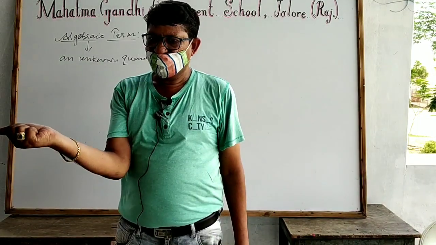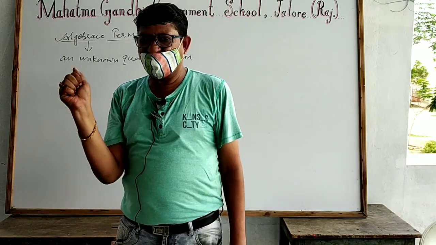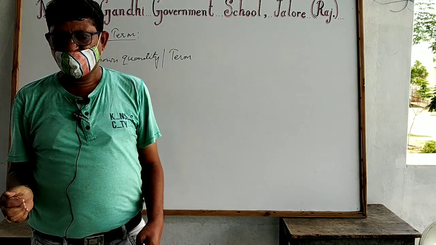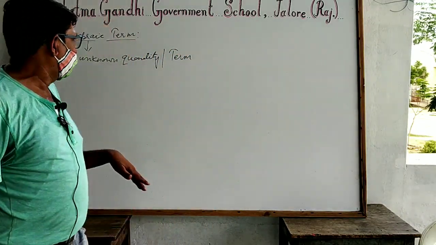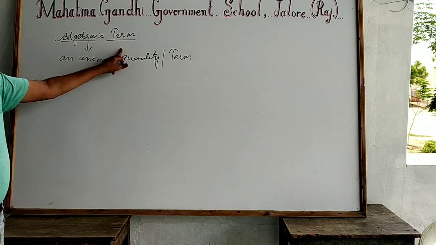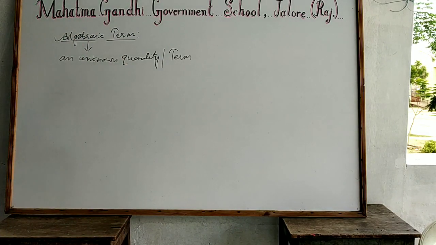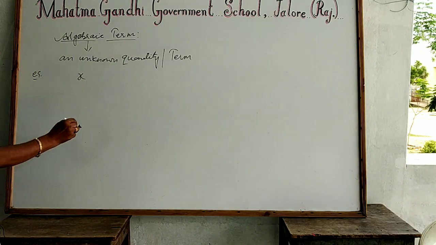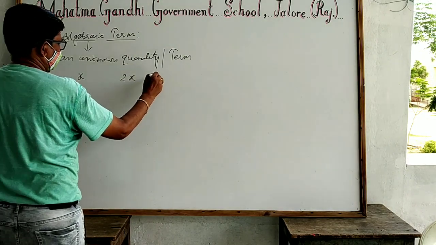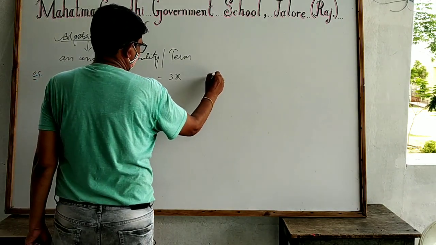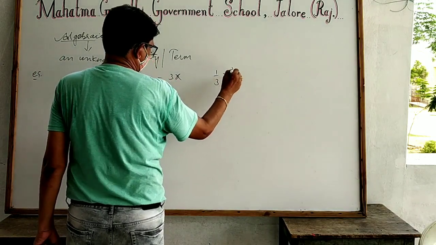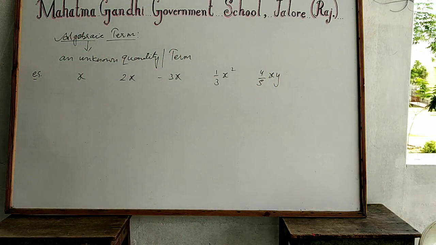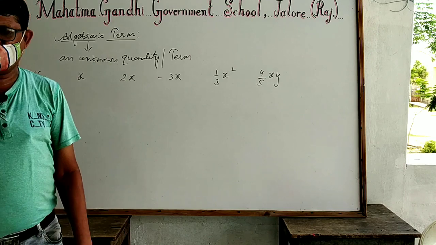How many chalks are there in my fist? If you don't know, you will say it is unknown to me. If it is unknown to me, in algebra it is called algebraic term or quantity. For example, if I write x, 2x, minus 3x, 1 by 3x square, 4 by 5xy, all of these are different algebraic terms.